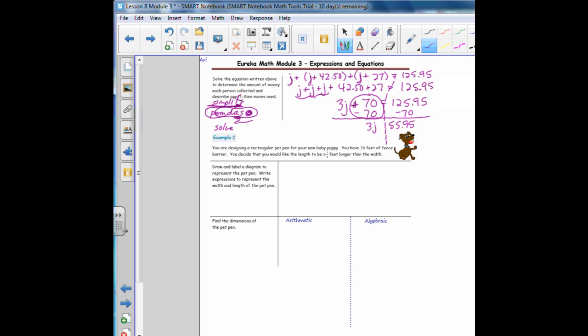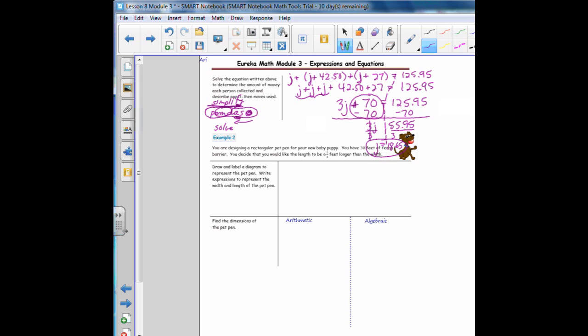We're undoing multiplication and division. You do the opposite operation. The opposite of multiplying is dividing. Show division with a fraction bar, and we're going to divide by the coefficient. The purpose of this is to get 1J. So 3 divided by 3 is 1, and 1 times J is J. 55.95 divided by 3 is 18.65.